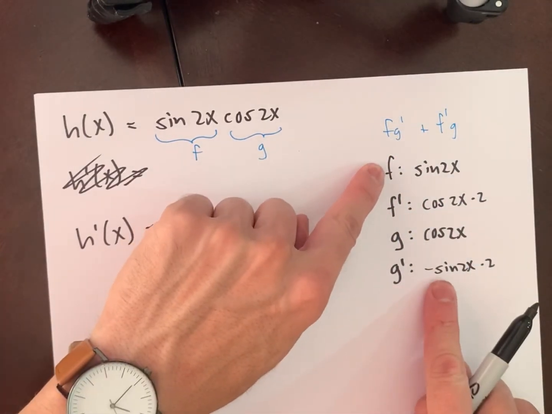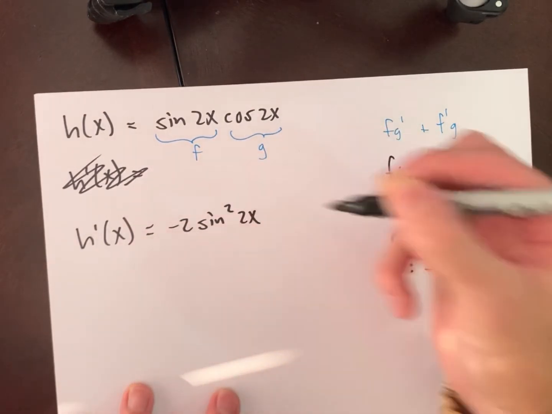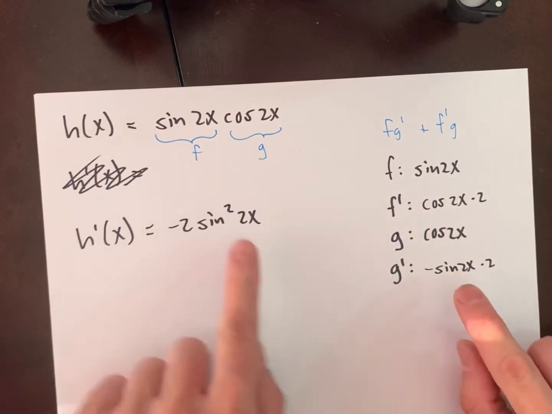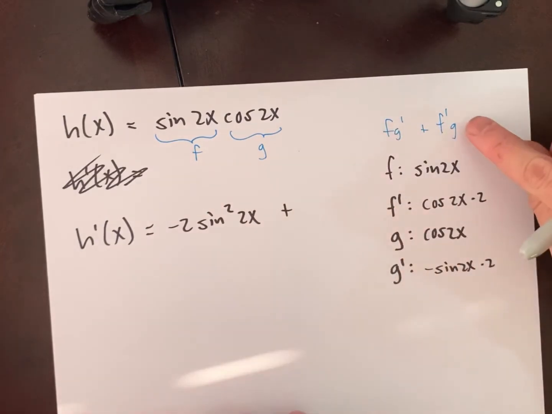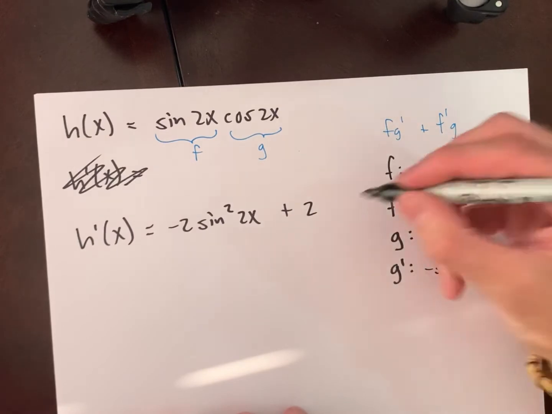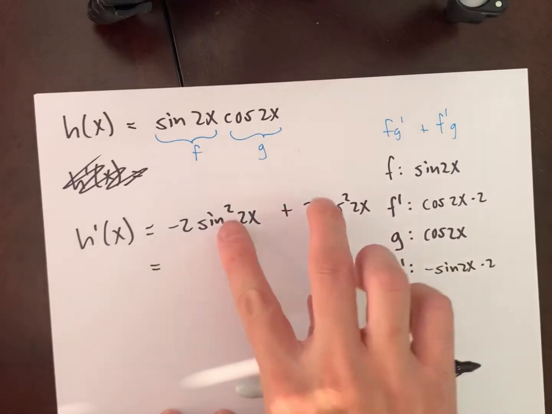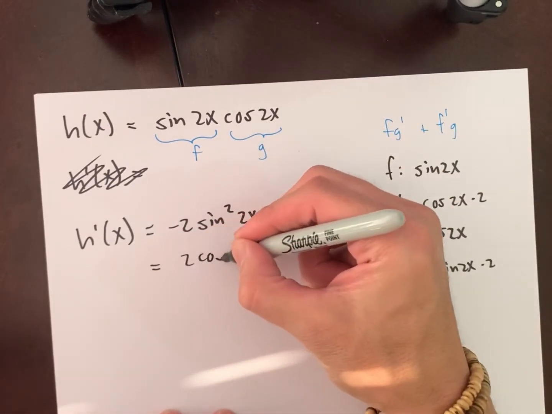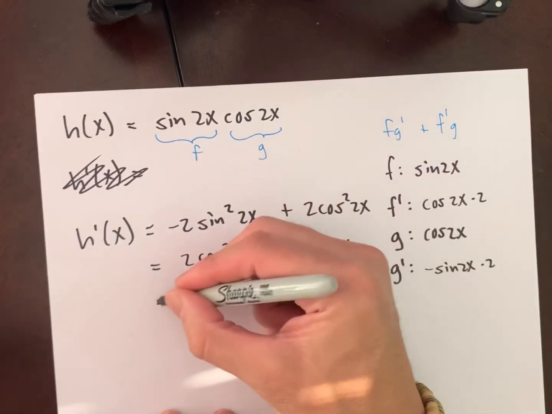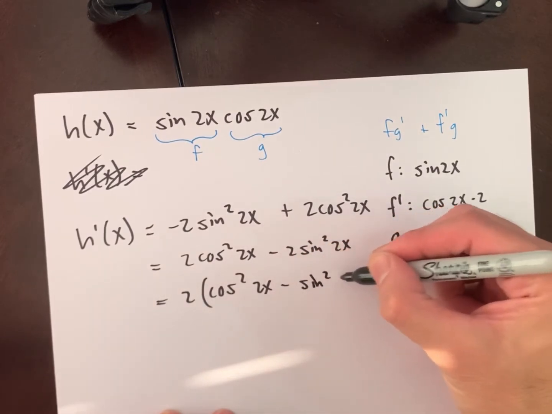So f and g prime would be negative 2 sine squared 2x, because the negative 2, sine 2x, that's sine squared 2x, plus, and then f prime g would be these ones. So that'll be 2 cosine squared 2x. And then what you can do here is, let's reverse the order. So this is 2 cosine squared 2x minus 2 sine squared 2x. You can factor out a 2 so that it's cosine squared 2x minus sine squared 2x.